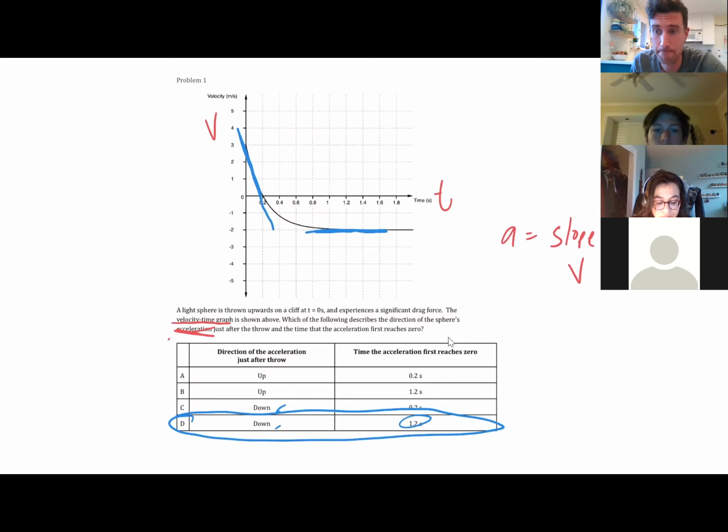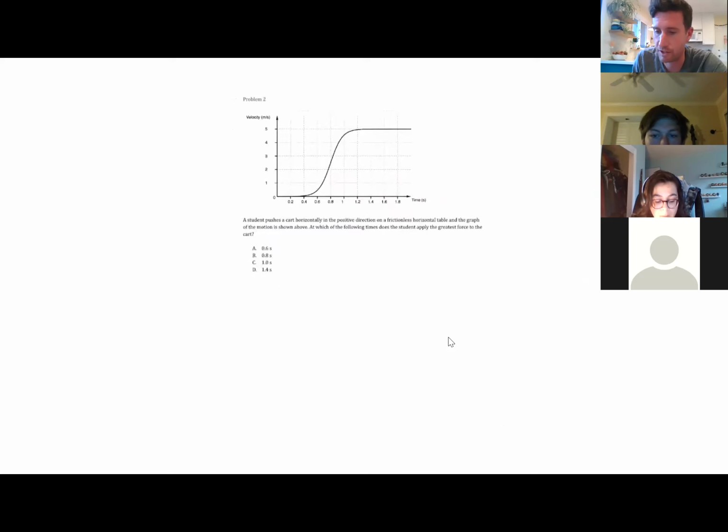Questions on any of that one? Great. Big idea is that the acceleration is the slope of velocity. Okay. Question number 2.